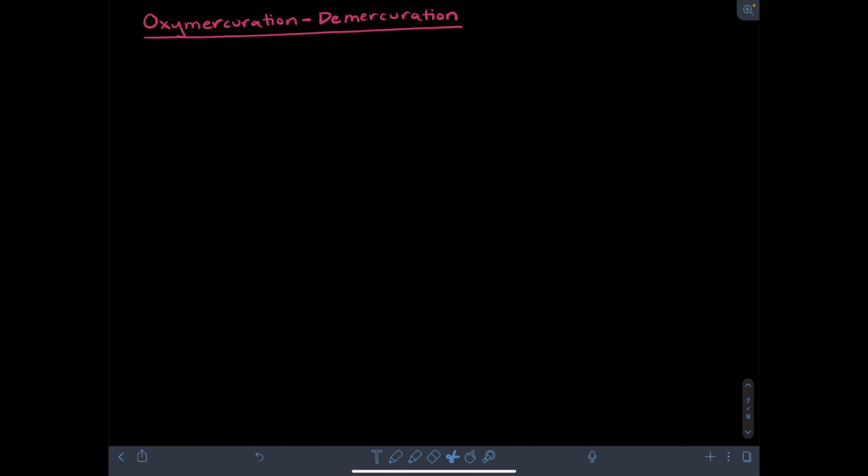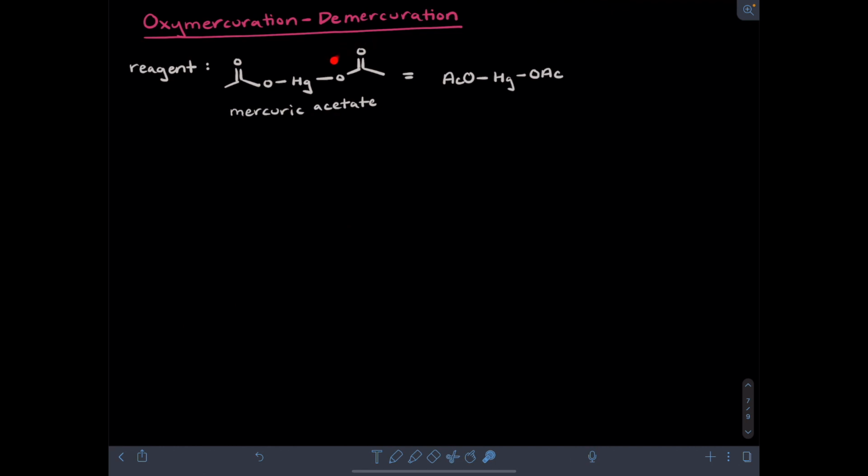A set of reactions, known as Oxymercuration-Demercuration, is useful if you want to add water across an alkene and if you want to prevent carbocation rearrangement from happening. The reagent for oxymercuration is known as mercuric acetate. This involves a mercury attached to 2 acetate groups. The acetate group could be drawn out like this, attached to mercury, or it's often abbreviated as OAc.